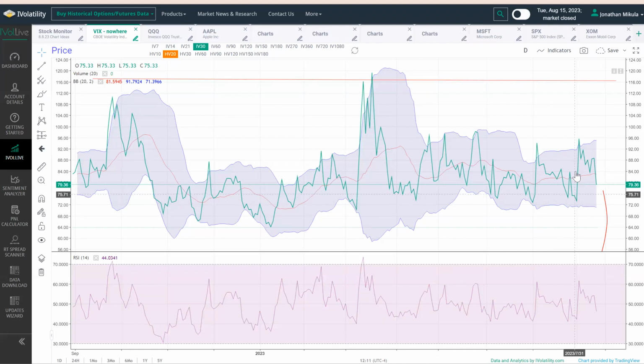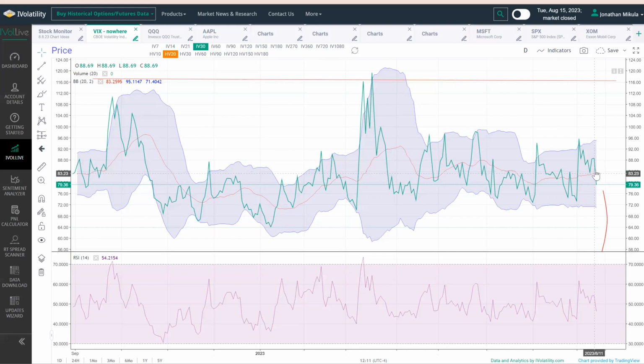What that tells me is when we spike above, that means implied volatility for the VIX is stretched to the upside, which typically means the VIX will retrace. And if the VIX retraces, when the VIX goes lower, the market goes higher, right? It's that inverse relationship. So I use these Bollinger Bands and these RSIs to gauge where the VIX is going to go.